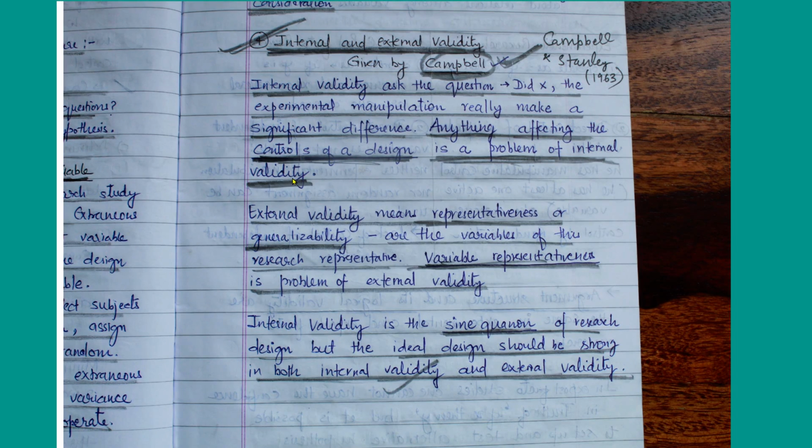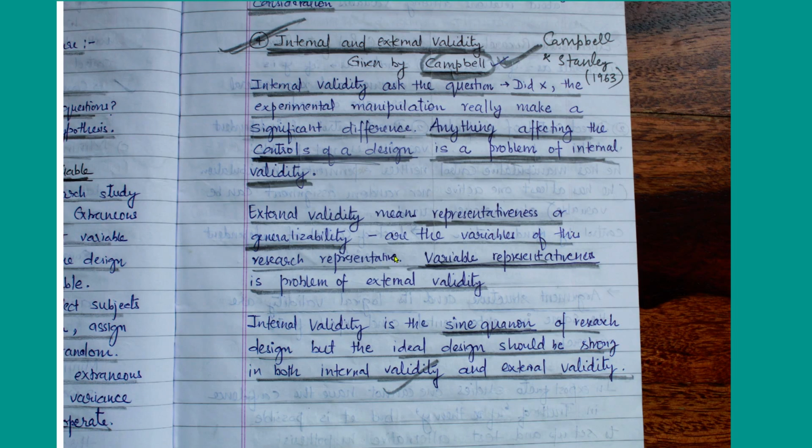It means that internal validity refers to the independent variable which you have taken. Did those independent variables make a significant change in the variance of your dependent variable? If yes, it means your model has good internal validity. So it deals with the experimental variance or systematic variance. That's internal validity. External validity means representativeness or generalizability. It means how much of your research findings can be generalized to other areas, other regions, other farmers. So external validity is more.